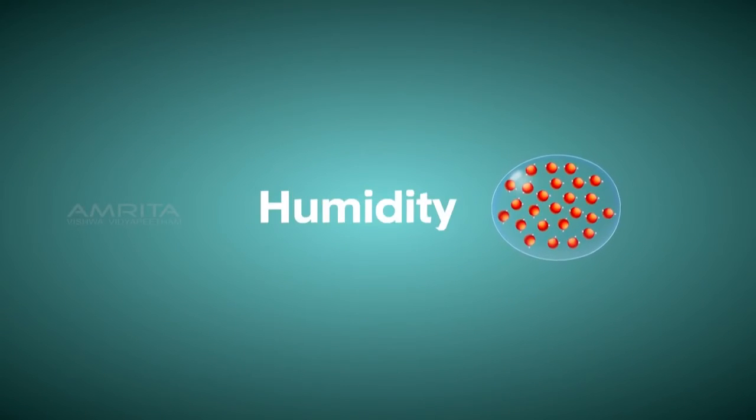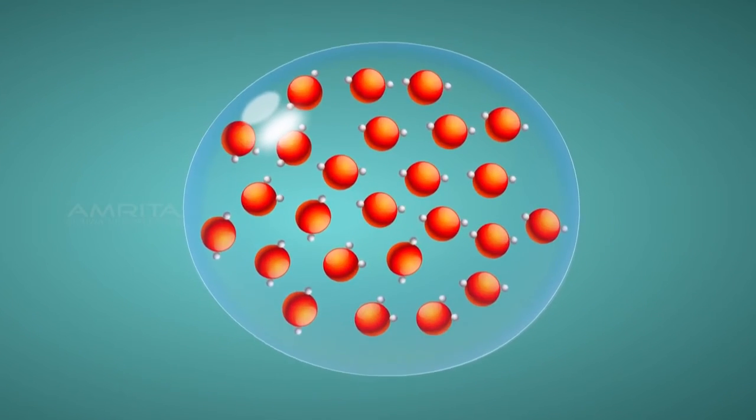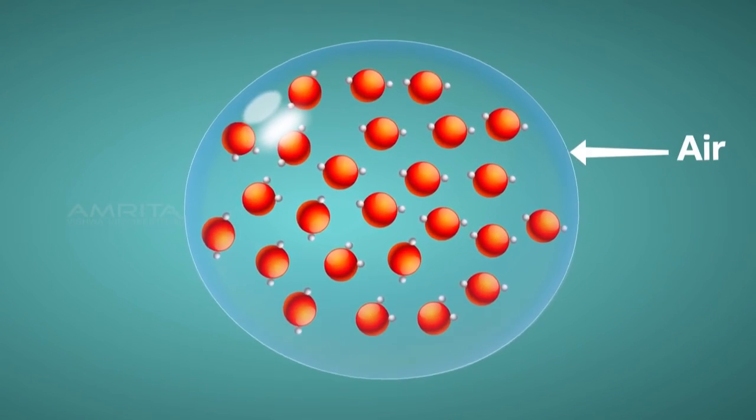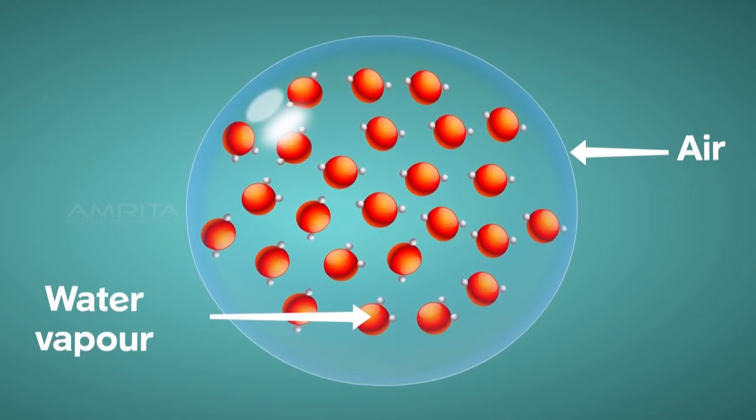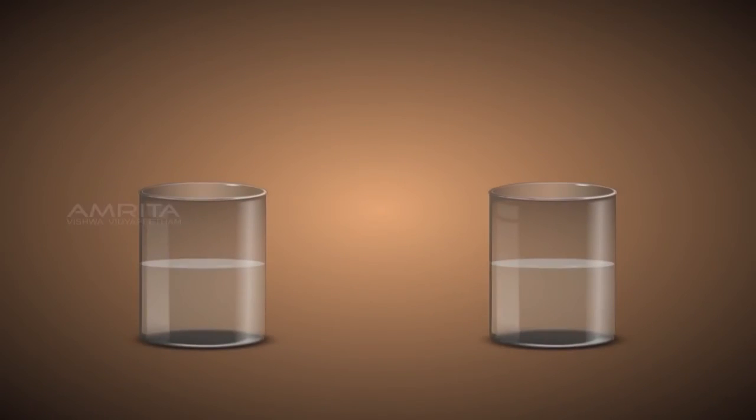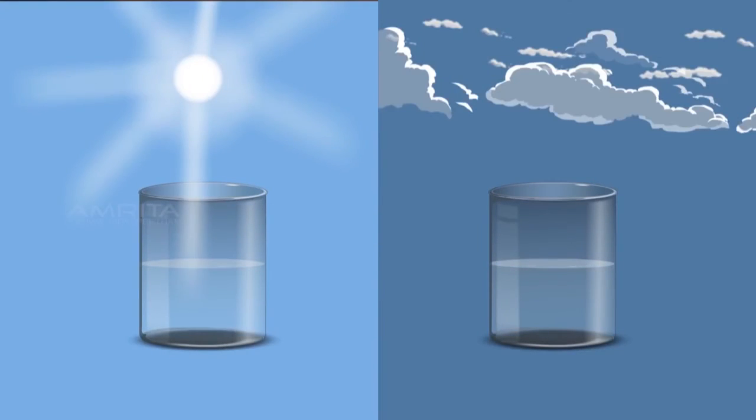Humidity. Humidity is the amount of water vapor present in air. If the amount of water in the air is high, evaporation will be less. Here, the same volume of water is kept in both beakers. However, they are placed in different weather conditions. Hence, you will observe that under hot conditions, the water level in the beaker drops, whereas in humid conditions, there is no significant change in the water level. This shows that humidity affects evaporation.